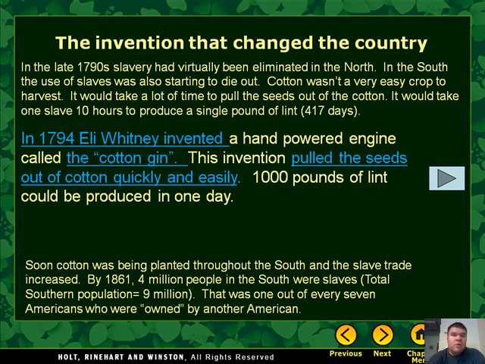By the time we get to 1861, which is when the Civil War starts, 4 million people in the South were slaves. In the whole population of the South, there were 9 million people. So there were 5 million non-slaves and 4 million slaves. That was 1 out of every 7 Americans that were owned by another American in 1861. Pretty amazing, and slavery was very much a big part of the reason how the South kept their economy strong.